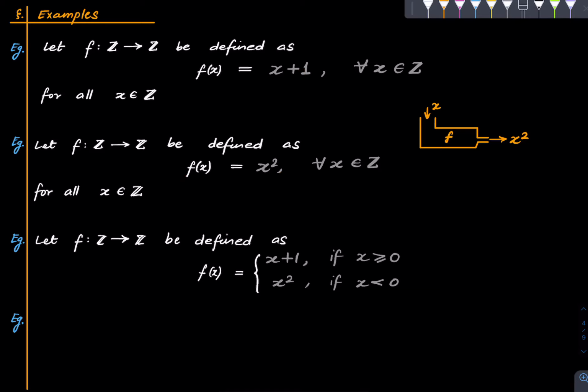So far all these functions were from the same set to the same set, but the next one is from the set of integers to the set of rationals, and we define it as f(x) = x/2 for all integers. So this is also an example of a function. Okay.